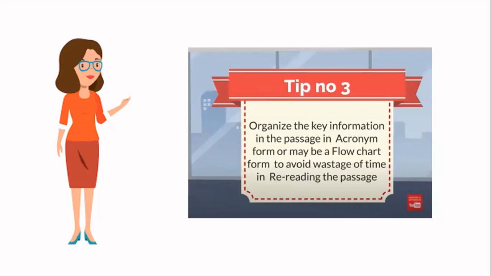Tip number three, always organize your key information in the passage in an acronym form or maybe a flowchart form to avoid wastage of time in rereading the passage. In case the passage is very long, you can always sum up that particular small paragraph as one word in the margin or next to the paragraph. That way, with that acronym or in that format, you can come back to that and not waste time reading the entire passage when you're searching for your answers.